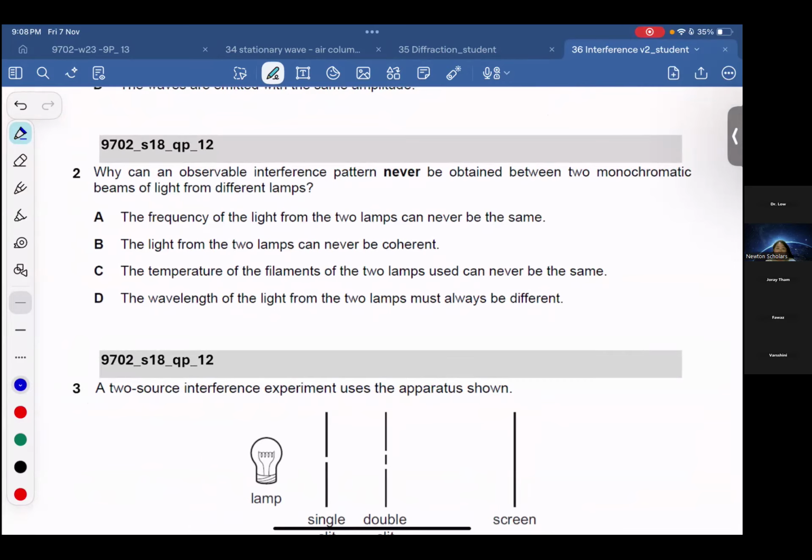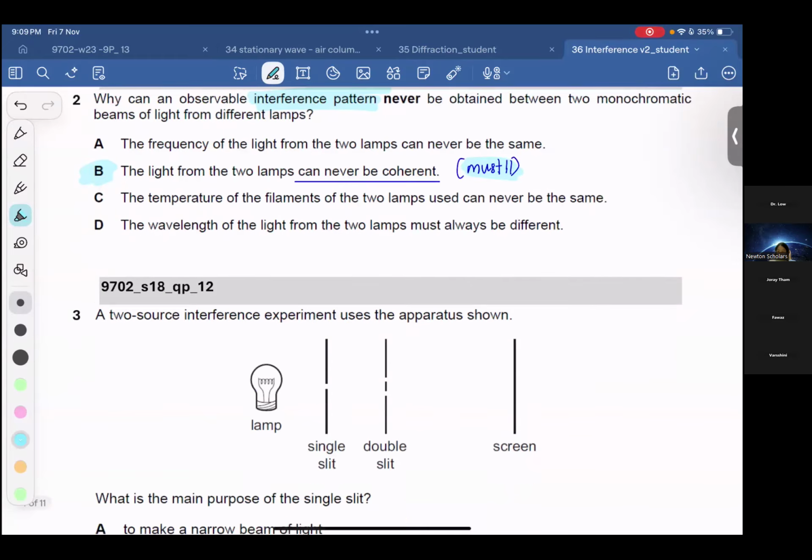Yes, Manjo, correct. Never be able to obtain. There must be some problem with that. Why? They are never coherent, but they must be coherent. For an interference pattern to be observed, they must be. So why it can never be observed is because they are never coherent. This one cannot. That's why we cannot observe. Okay, number 3.